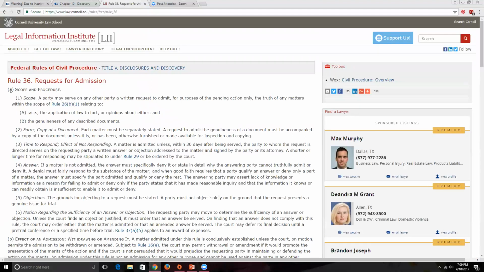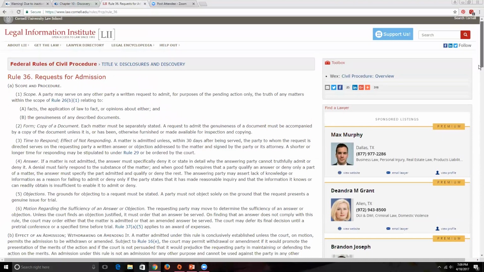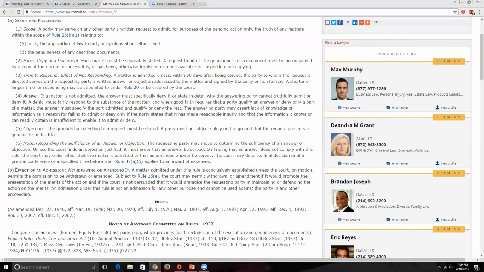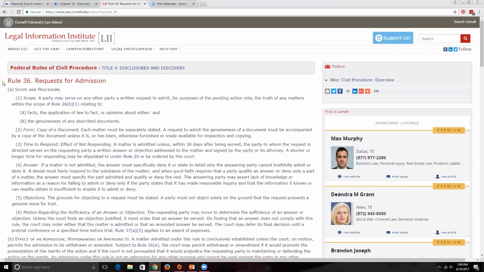We have letter A, which talks about scope and procedure. And then we have section B, which is effect of an admission, withdrawing or amending it. So let's look at these for just a second. Okay, so what is the scope and procedure? Well, the scope says a party may serve on any other party. Okay, let me just flag that. That's that key idea that we were talking about a second ago.